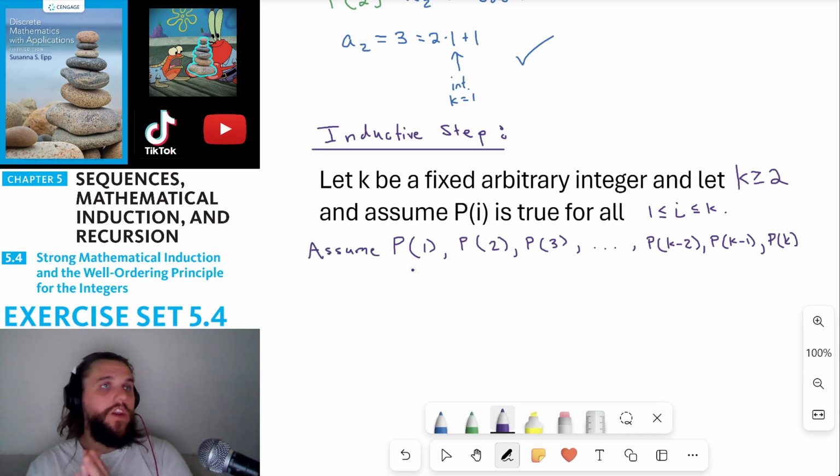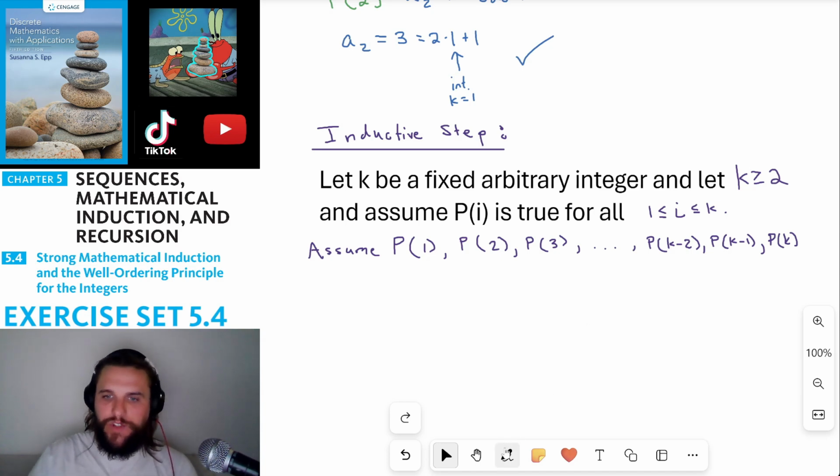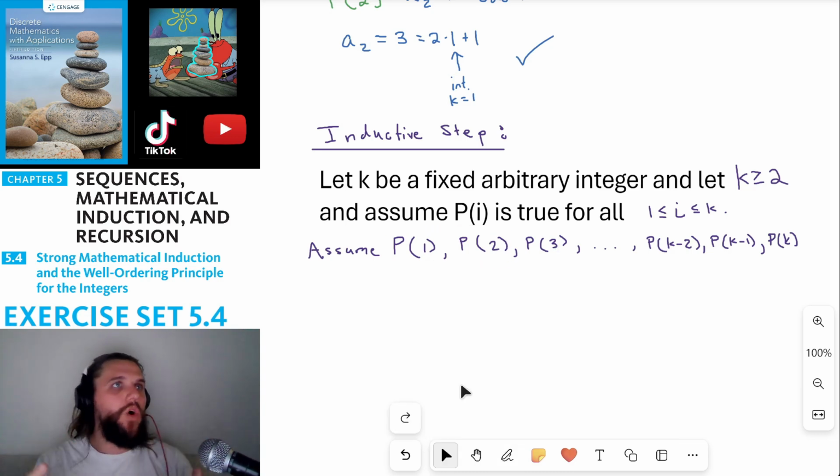This is what we're assuming. Now, keep in mind, we don't really know what k is. All we know is that k is greater than or equal to 2. I'm kind of assuming k is greater than 6. This picture doesn't make sense if k is like 2, for example, because when k equals 2, we would only be assuming that P of 1 and P of 2 are true, and that's it. I like to write out multiple terms, though, because we are going to imagine k being very, very large, and it doesn't really matter what k is.